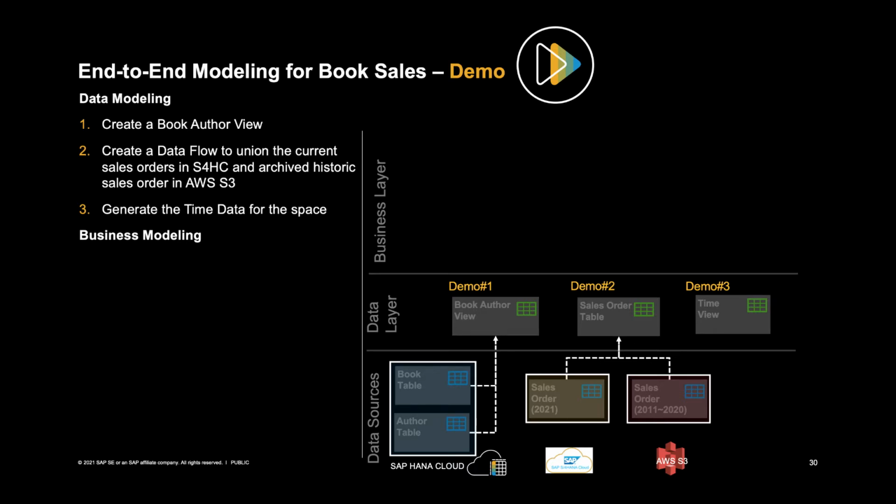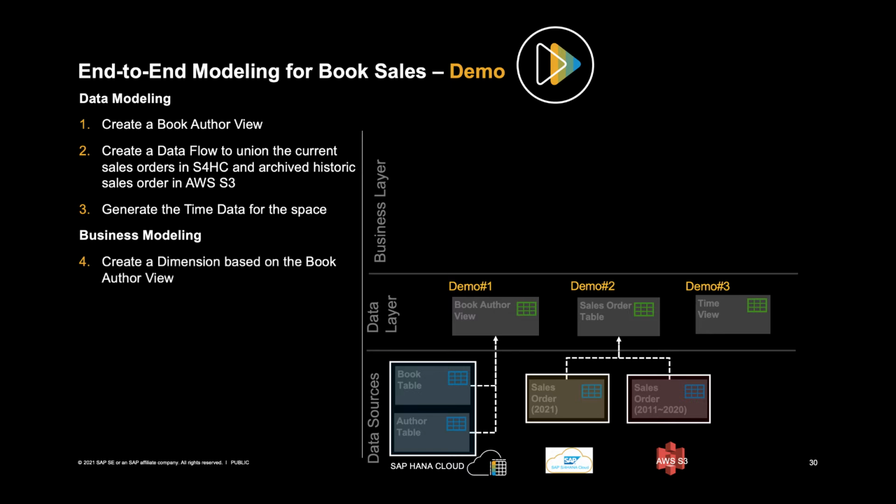In the last three demos, we focused on the data modeling, and we have created a book author view as well as a data flow to combine the sales order into the local table and generate time data and to create a time view. Now we have completed the data modeling part. From now on, we're moving on to the business modeling.